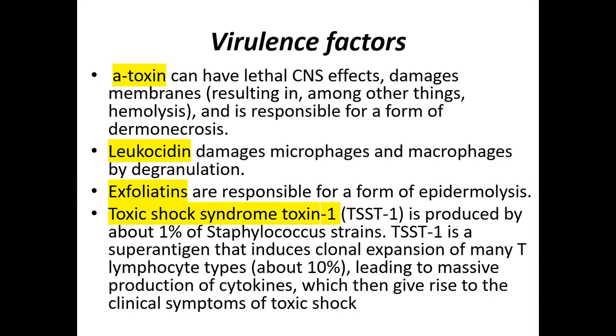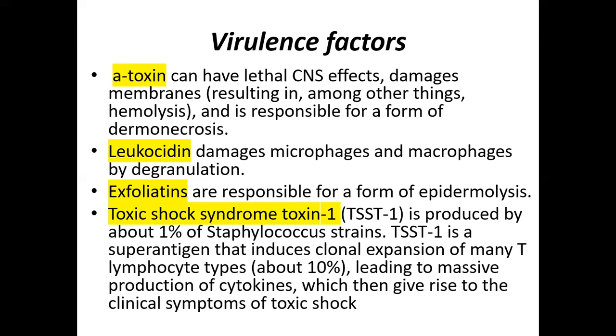Virulence factors. Staphylococci have very strong exotoxins, which act as membrane toxins, so they destroy the membrane of the cell. Alpha toxin can have lethal CNS effects, damage membranes, resulting in, among other things, hemolysis, and is responsible for a form of dermatonecrosis. So alpha toxin destroys erythrocytes and epidermal cells.